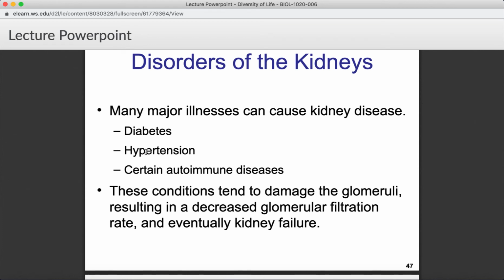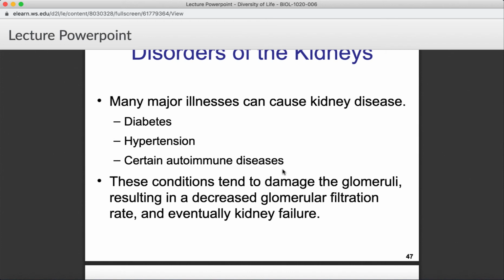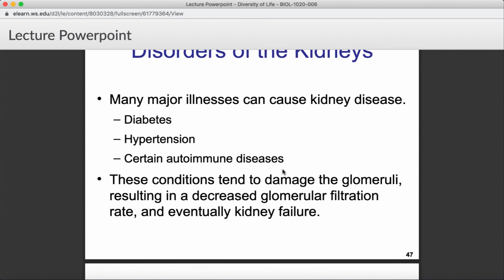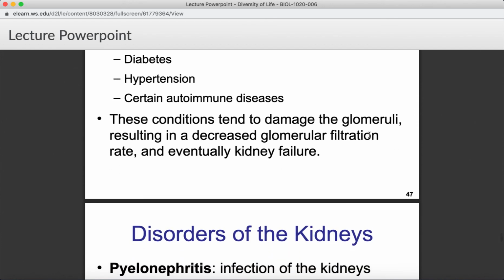Hypertension, the high blood pressure, you're forcing more through the kidneys at any given time than it is designed to handle. So similar thing, eventually you're going to wear it out. And then there are specific autoimmune diseases that can target the kidney itself. Tends to damage the glomeruli, resulting in a decreased glomerular filtration rate and eventually kidney failure.